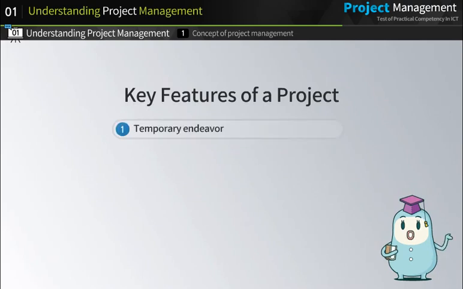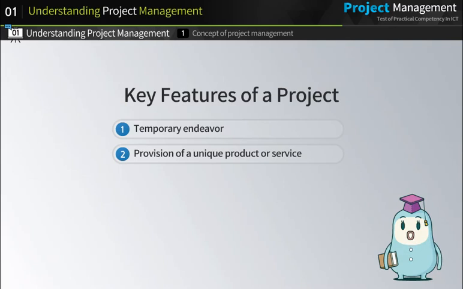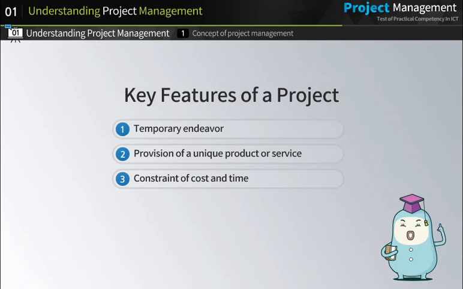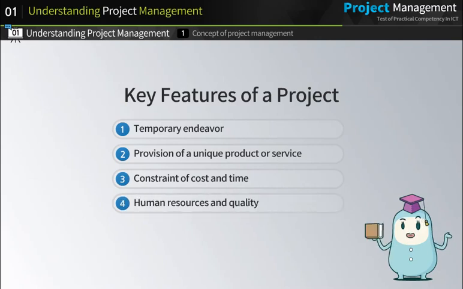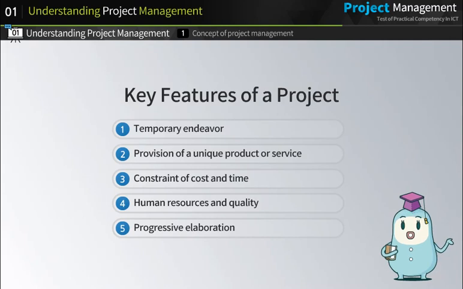First, it is a temporary endeavor with a specific start and end date. Second, it aims to provide a unique product or service to customers. Third, it is subject to the constraint of cost and time. Fourth, it provides quality deliverables by using resources. Lastly, it involves the process of progressive elaboration that turns specific requirements into deliverables at the end of a project phase rather than at its beginning.